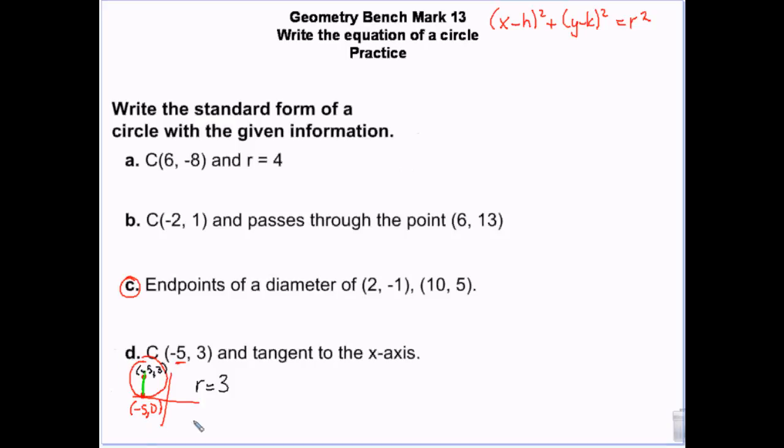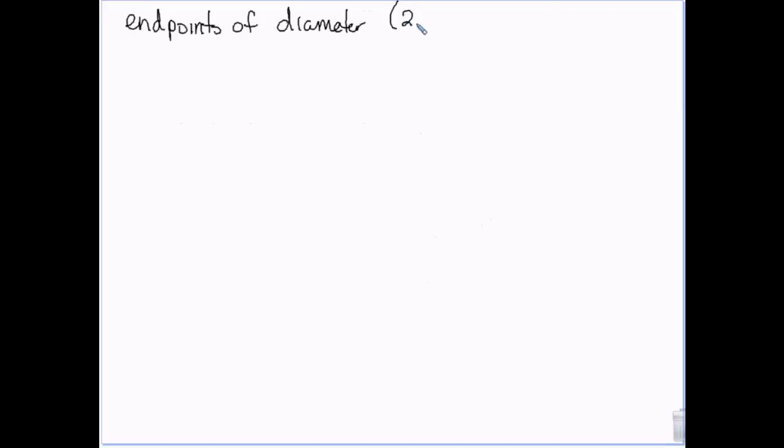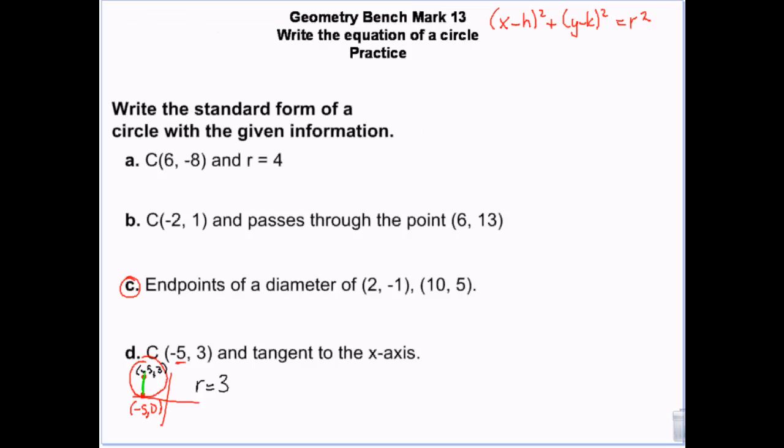So this one will be a relatively simple plug-in. This one will be a relatively simple plug-in. This one we have to find the radius. So let's talk about C. I have the endpoints of a diameter, and those are 2, negative 1, and 10, 5.